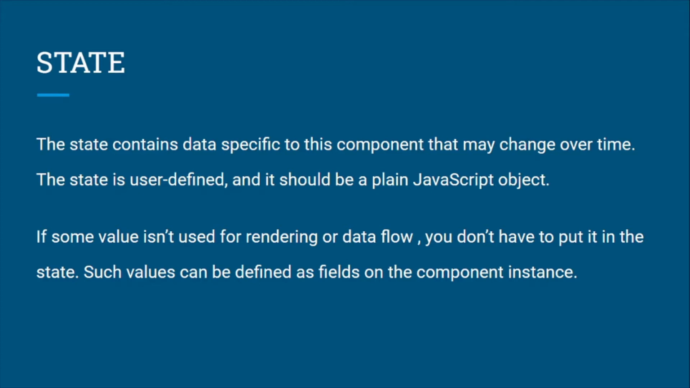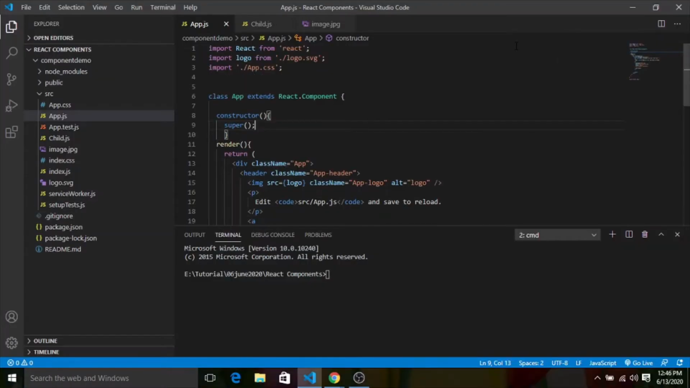And basically in a simplest form, a state can be defined as a JavaScript object. What do you mean by that? Let's switch to VS Code to find out. So this is the project I will get when I do create React app. And we are having basically a class component, and inside that we have a constructor. So let me add our state inside our constructor.